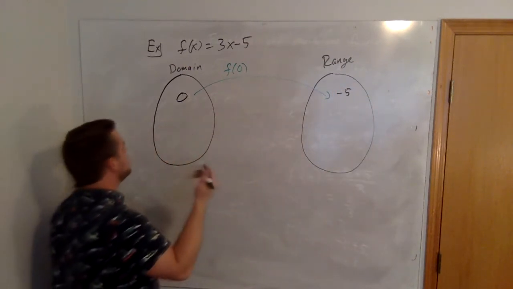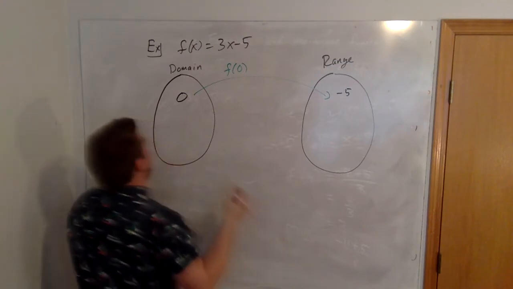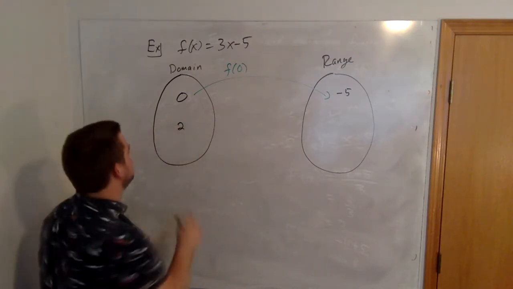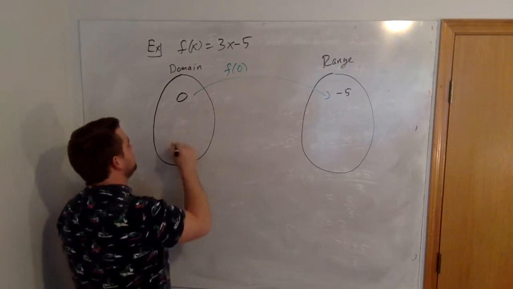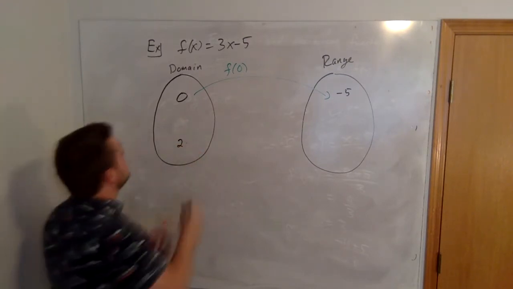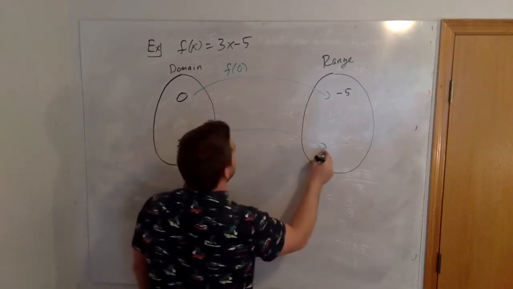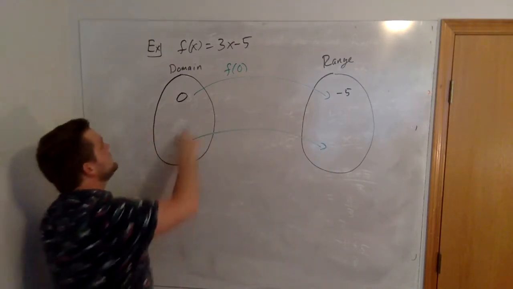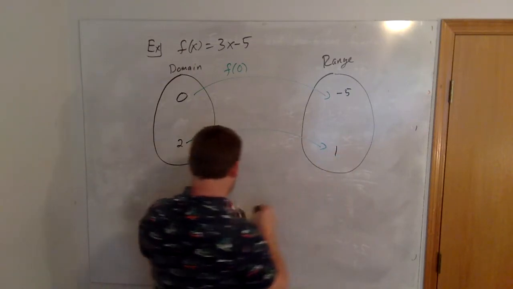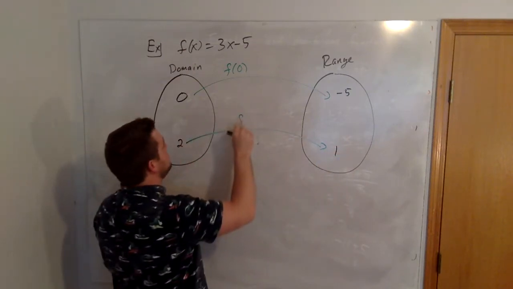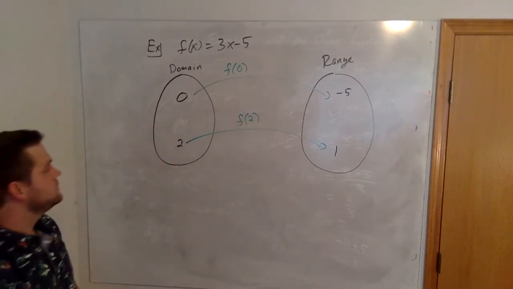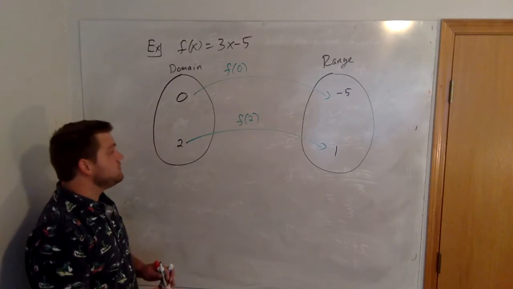Let's plug in another number. Let's say we plug in 2. If we plug in 2, let's see where this gets mapped. 3 times 2 is 6, and 6 minus 5 is 1. So 2 is going to get mapped to 1. So when I evaluate f at 2, we get an output of 1. We could go further with this if you'd like.